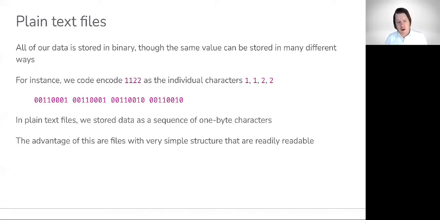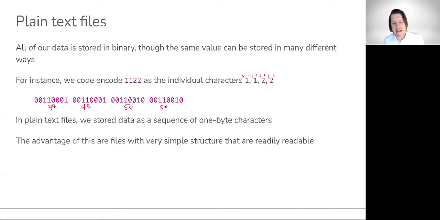For instance, we could code the integer value 1,122 as individual ASCII characters: 1, 1, 2, 2. Just to reinforce this, say these are character literals; the ASCII values would be 49, 49, 50, and 50.